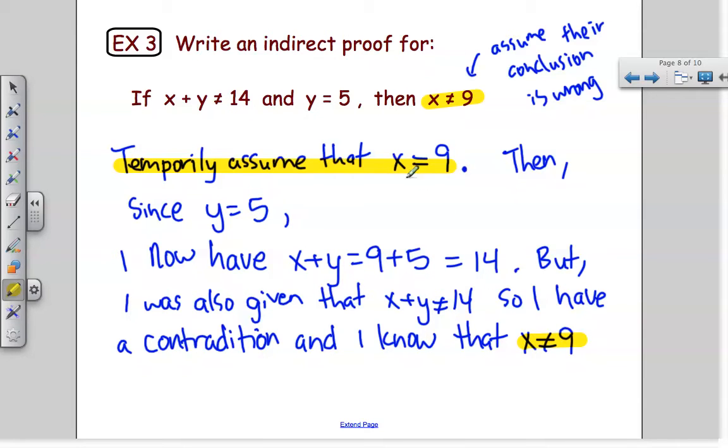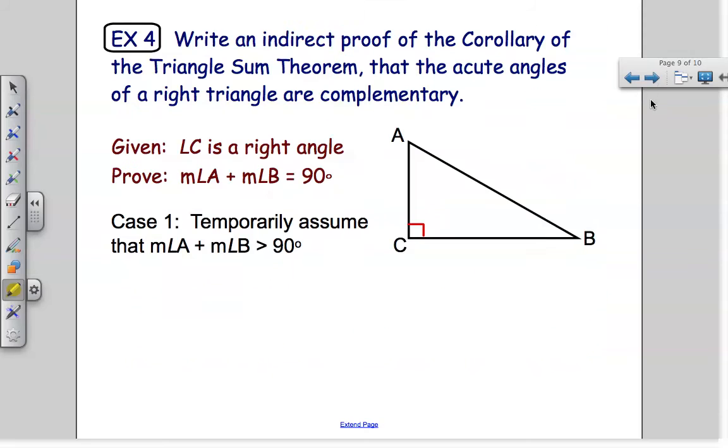I guess I was wrong here. I said x does equal 9. It didn't work out with what I was given. I guess they were right. X doesn't equal 9. So it's this very backwards way of thinking and getting to a proof. It's starting out assuming they're wrong and showing that, well, if they were wrong, it's not going to work out anyway, so they had to be right, since them being wrong can't lead to any logical conclusion.